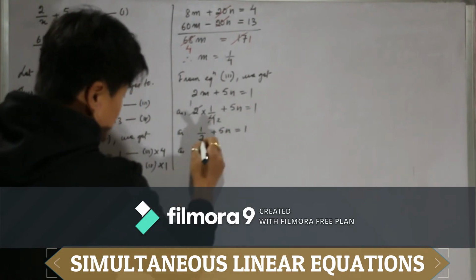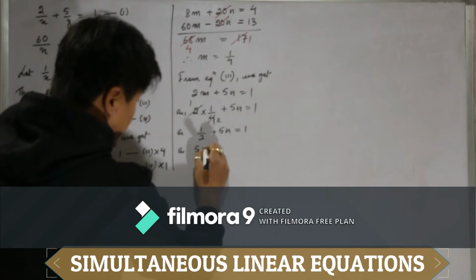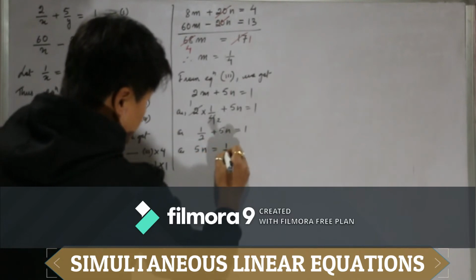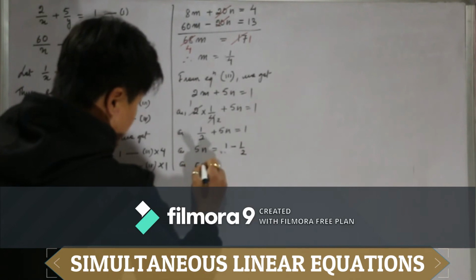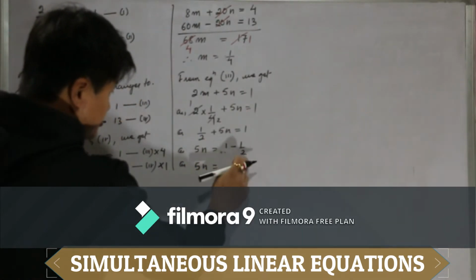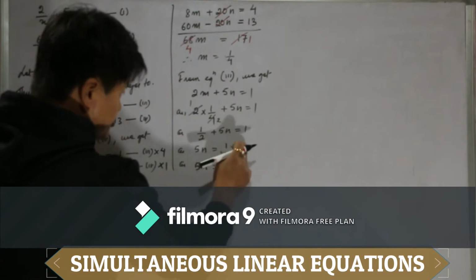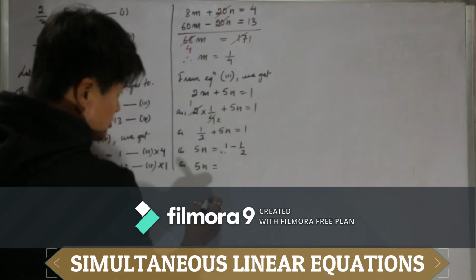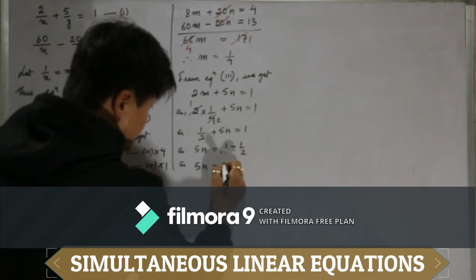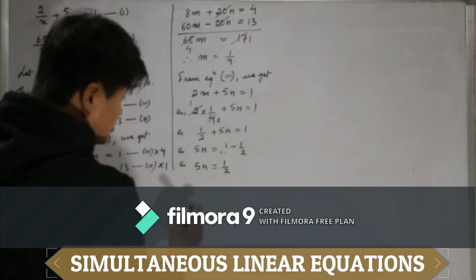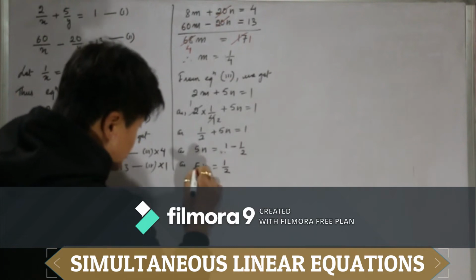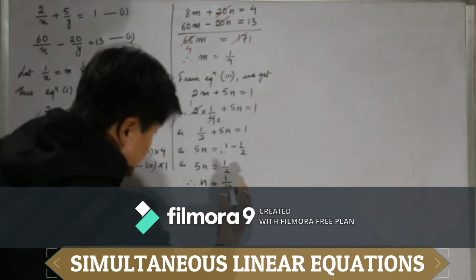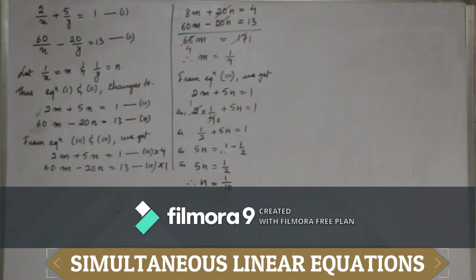We'll take this to the other side: 5n is equal to 1 minus 1 by 2, or 5n is equal to 2 minus 1 by 2. 2 minus 1 is how much here? 1 by 2. So we can write, therefore n is equal to 1 by 5 2s are 10, 1 by 10. Clear?